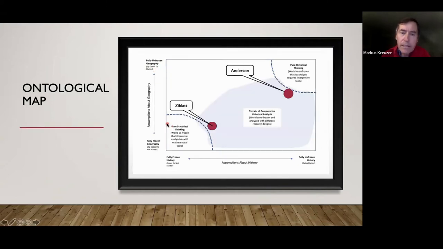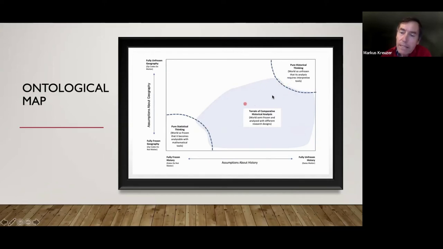So in many ways, these two assumptions about geography and history correspond to the assumptions that statistics make about conditional independence, which corresponds to history, and unit homogeneity, which relates to the assumptions about geography. And so what this ontological map allows us to do is identify the location, the intellectual terrain, where comparative historical analysis operates. Notice just how vast that terrain is, right? It is much larger than the historical terrain or the statistical terrain. Moreover, what this map tries to bring across is that comparative historical analysis tries to build a bridge between pure statistical thinking and pure historical thinking.